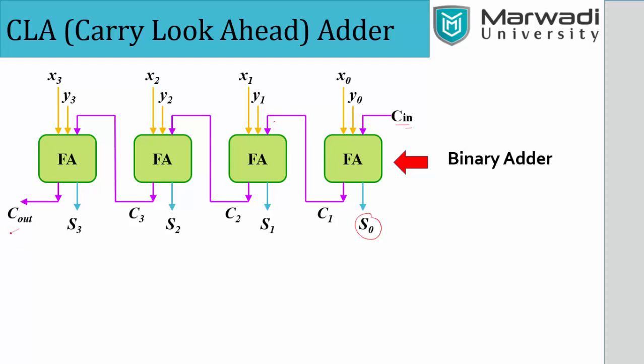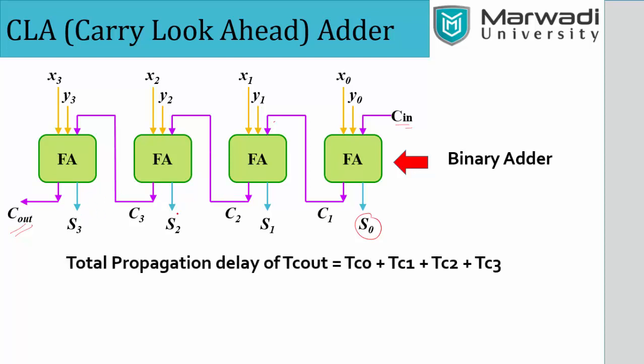That means this carry needs to wait till the previous carry is generated, and that carry needs to wait till the previous-to-previous carry is generated. So this is how the propagation delay increases. That means the total propagation delay of a carry out will be equal to the time taken for carry 0, carry 1, carry 2 and carry 3, and finally I'll get a carry.